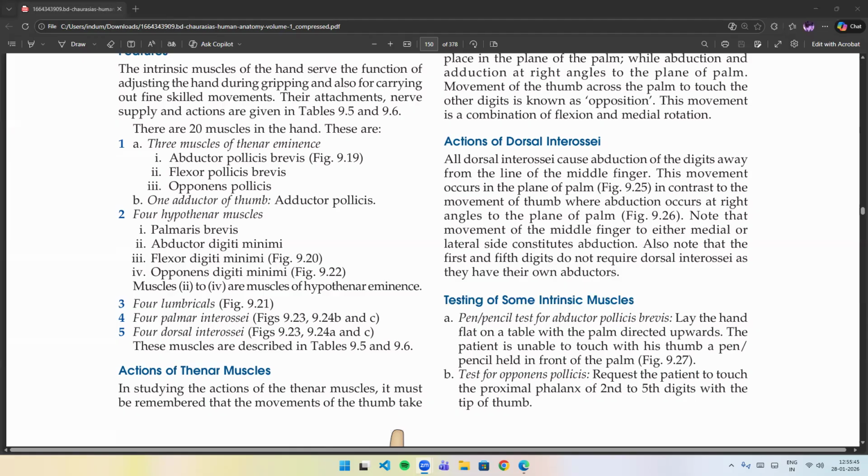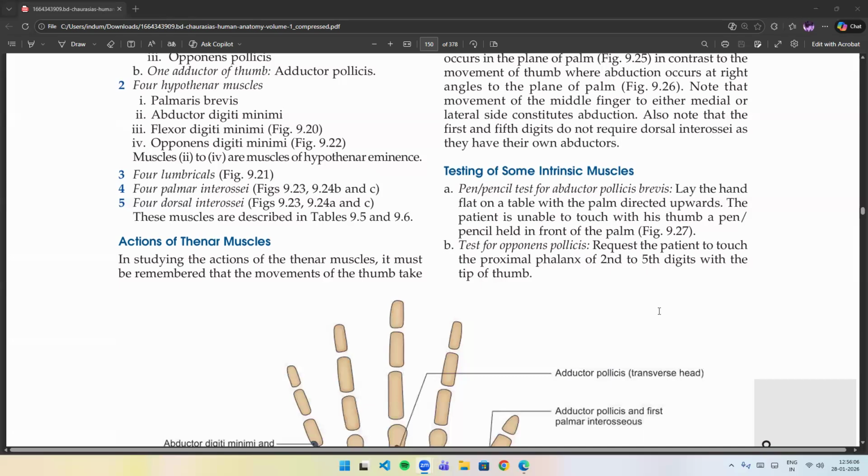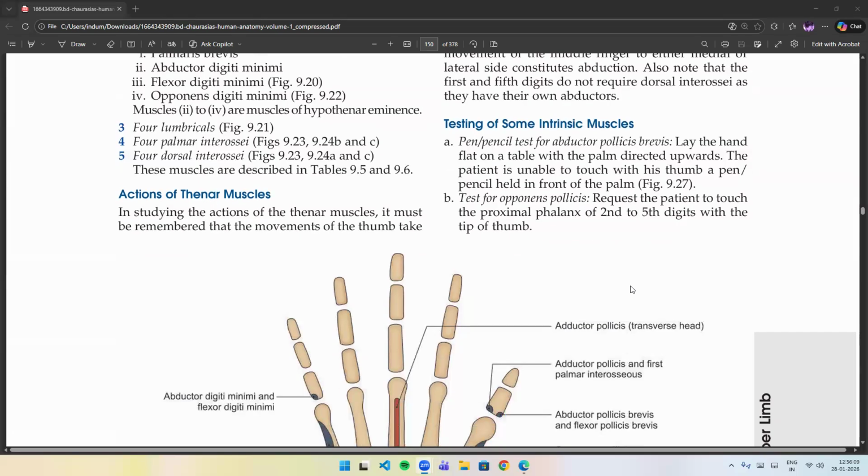Testing of some intrinsic muscles. A. Pen or pencil test for abductor pollicis brevis. Lay the hand flat on a table with the palm directed upwards. The patient is unable to touch with his thumb a pen or pencil held in front of the palm, figure 9.27. B. Test for opponens pollicis. Request the patient to touch the proximal phalanx of the second to fifth digits with the tip of the thumb.